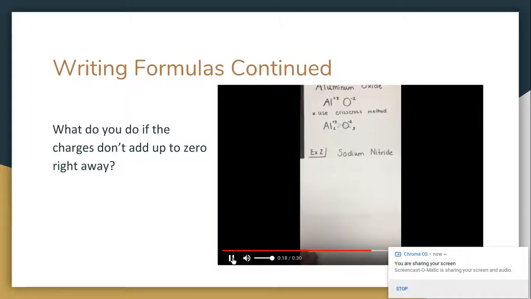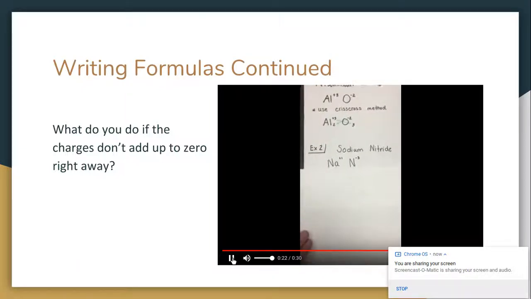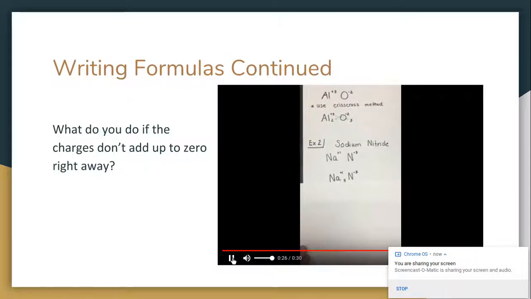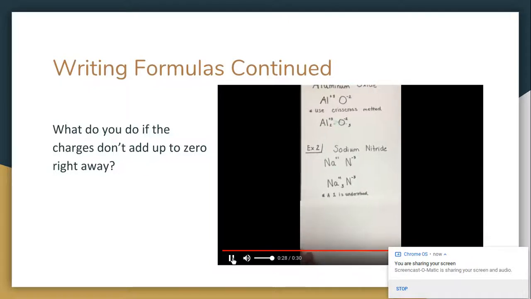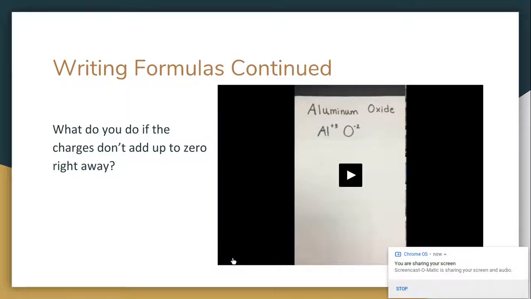Another example is sodium nitride. Sodium has a +1 charge, nitrogen -3. I use that crisscross method. The 1 comes down and the 3 comes down. So essentially what we're doing is we're adding more atoms in order to get that to balance out.